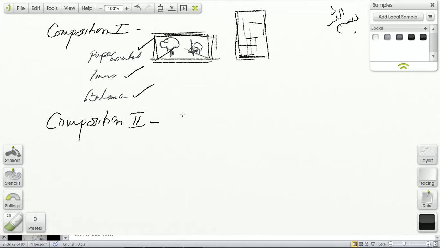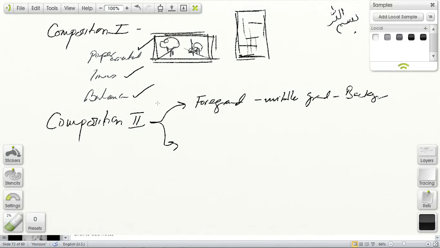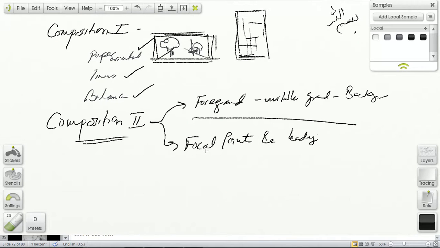So here there are basically two topics that they're going to talk about. One is this concept of foreground and middle ground and background. So in addition to all of these things, you have to be aware of these things. And focal point, which is the key point of the painting, and leading lines. Okay, so these are the two things that we're going to talk about in the beginning of this chapter. So, composition. So what is this foreground, middle ground, background business?